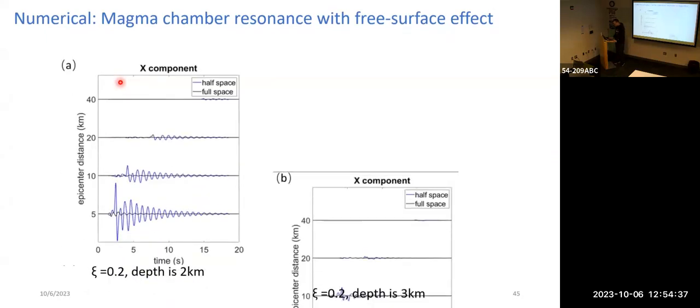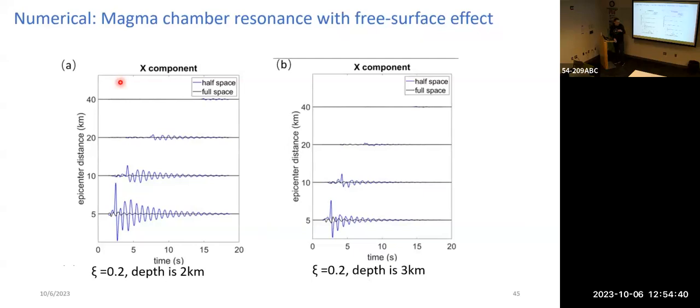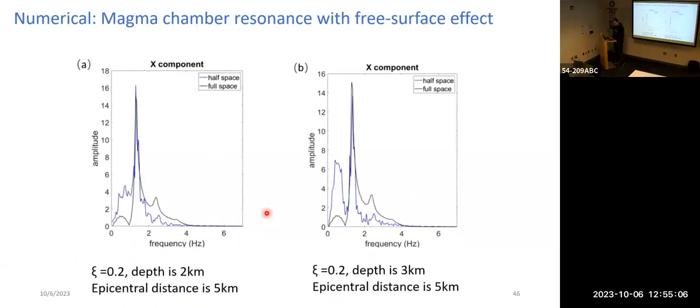And that is the waveform when the short-long axis ratio is 0.2 and the depth is 2 kilometers and 3 kilometers. We can see the same thing with the half space. The oscillation of the magma chamber endured much longer than the case without half space, without free surface. And here is the spectrum. From both cases, we can see the low frequency component added to the waveform.